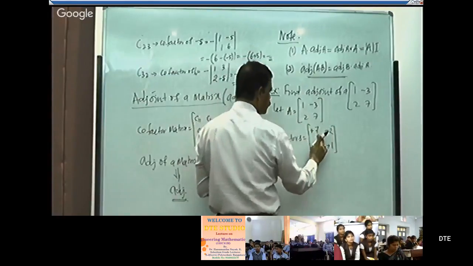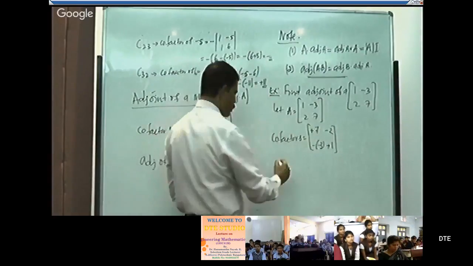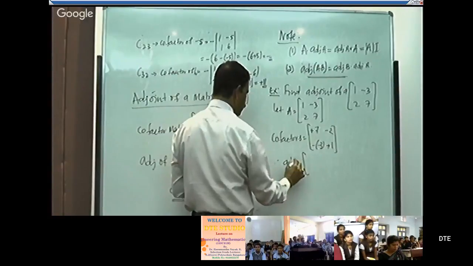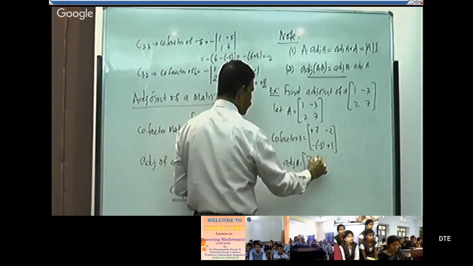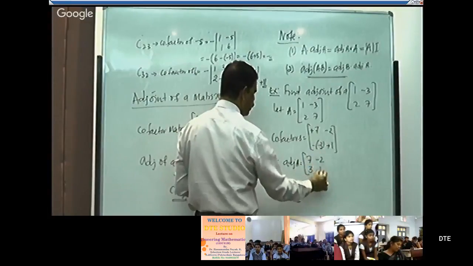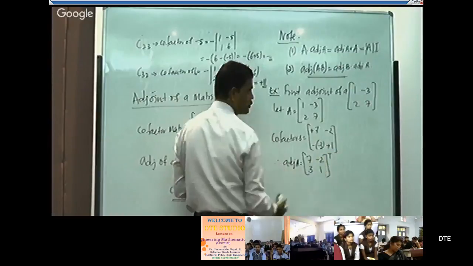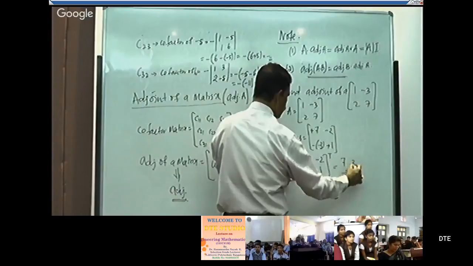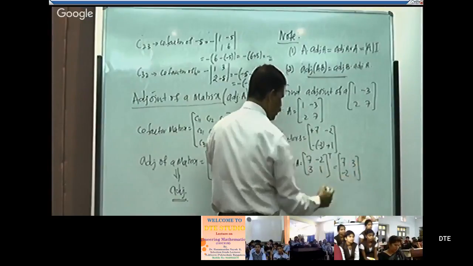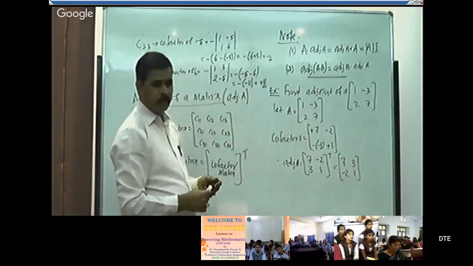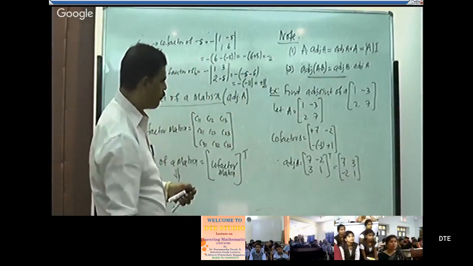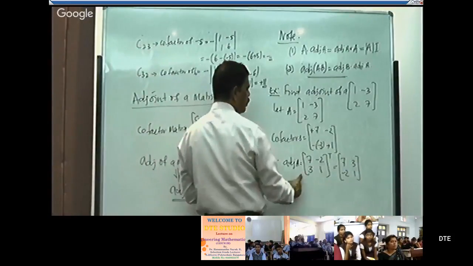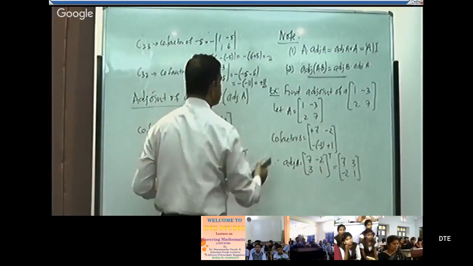If it is transposed, that will become the adjoint. Therefore, adjoint A is equal to 7, minus 2, minus of minus, plus 3, 1. Make its transpose. That's all. That is 7, minus 2, 3, 1. I made the first row the first column and the second row the second column. That is the procedure of writing the transpose of a matrix. This is the adjoint of the given matrix 1, minus 3, 2, 7.